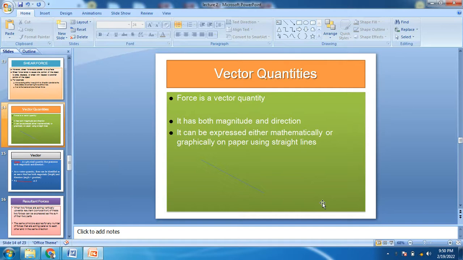Vector quantities. Force is a vector quantity. It has both magnitude and direction. It can be expressed either mathematically or graphically on paper using a straight line like this.